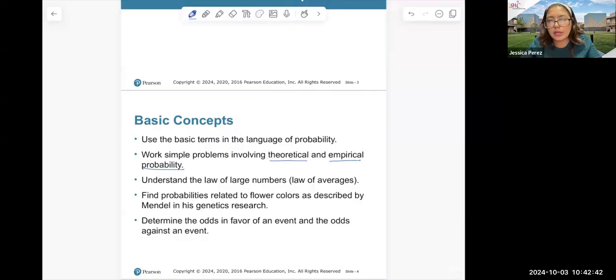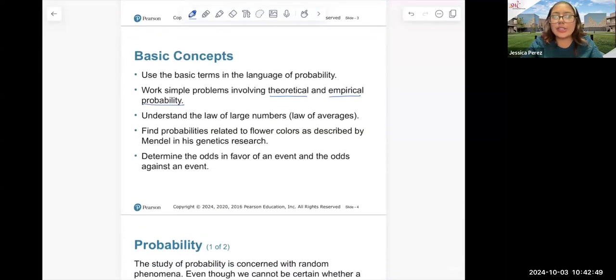We are going to be talking about how to find particular probabilities related to flower colors as described by Mendel in his genetics research. We also see that in biology, probabilities are applied, in Mendel's genetic research examples. Determine the odds in favor of an event and the odds against. So we will be talking about how odds in favor or odds against apply to our probability questions.